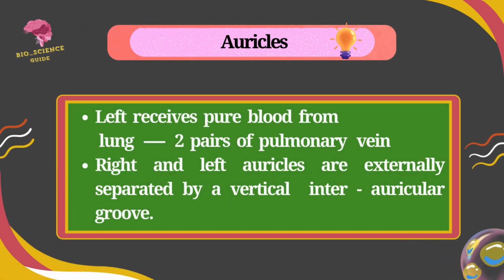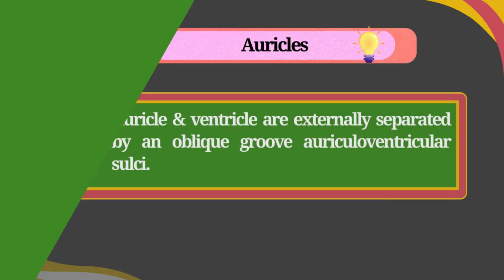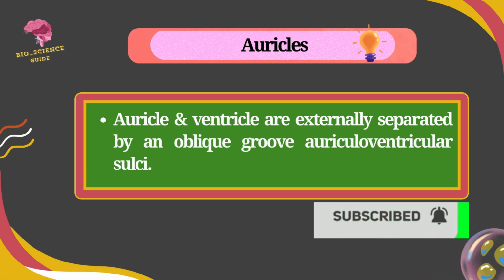The left auricle receives pure blood from the lungs by two pairs of pulmonary veins. The right and left auricles are externally separated by a vertical interauricular groove. The auricle and the ventricle are externally separated by an oblique groove called auriculoventricular sulcus.